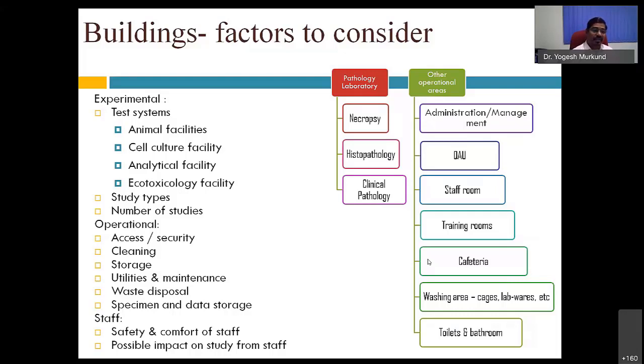Okay, so you also need to understand, when staff is there, what the possible impact on the study from the staff, or on the staff, would be. The impact of the study on the staff: you are handling very hazardous chemicals, so you need to ensure either way what the impact would be. And I hope, once we say that in a normal good laboratory we should not drink or eat, these are standard practices we tell everyone in academic labs also.